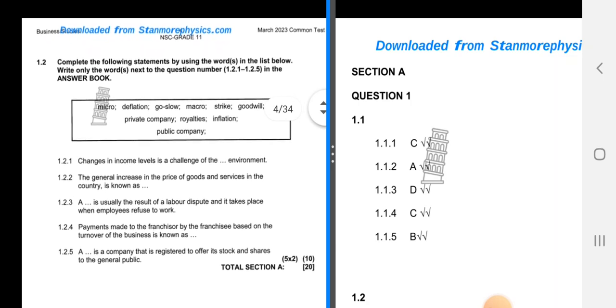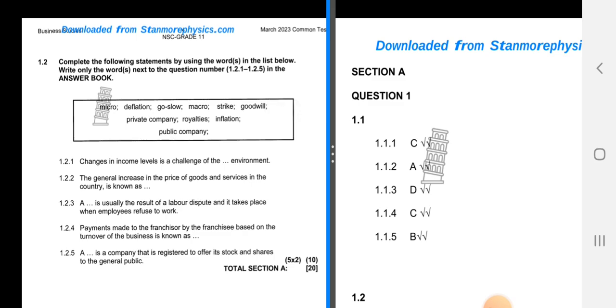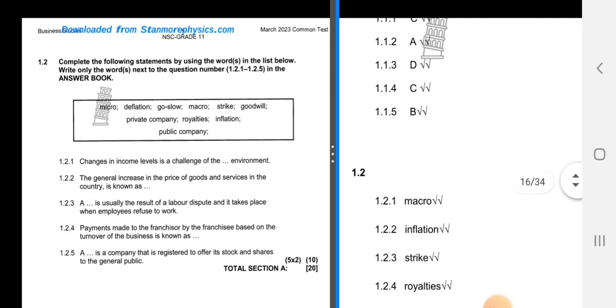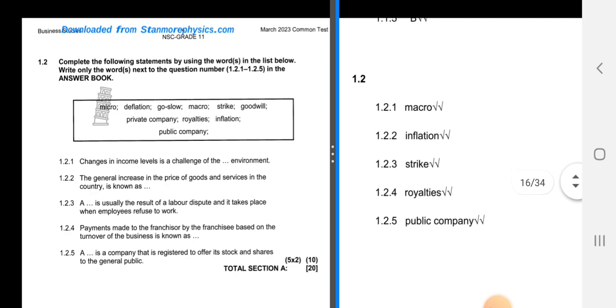Write only the words next to the question number. So we have micro, deflation, go slow, macro, strike, goodwill, private company, royalties, inflation, and public company. So change in income level is a challenge of macro environment. So the general increase in prices of goods and services in a country is known as inflation.